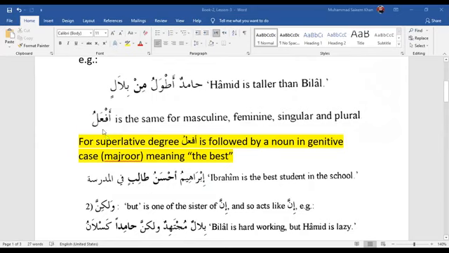And I hope you remember this point, that af'alu is the same for masculine, feminine, singular, and plural. And whether we have two nouns and they are masculine or feminine, or they are singular or plural, the word atwalu will be used for comparison between two. So if we say Amina is taller than Zainab, we will use the same word atwalu. Yani Aminatu atwalu min Zainab. So we will not change this, it will remain the same as it is.